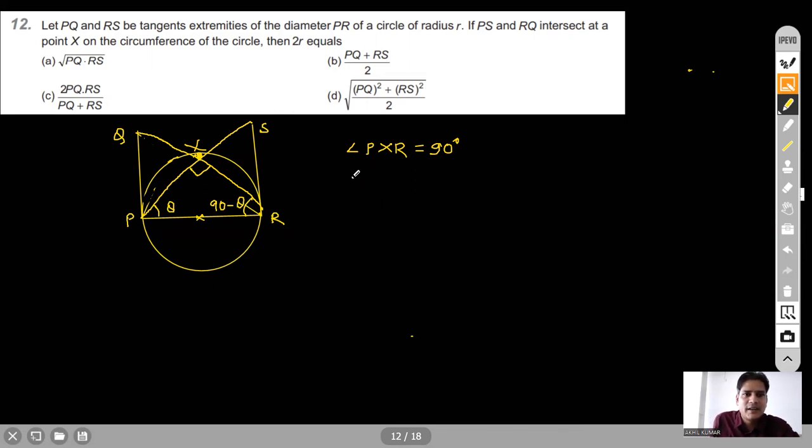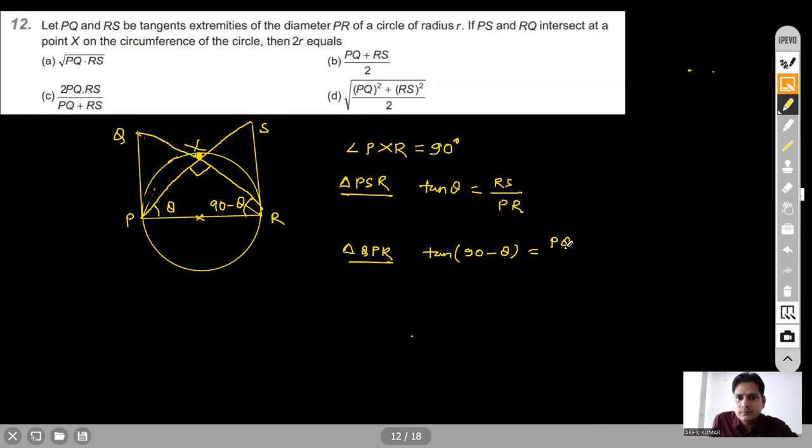Now I am applying this in triangle PSR. In triangle PSR, we can write tan theta is equal to RS upon PR. And in triangle QPR, tan of (90 minus theta) will be equal to PQ upon PR. And what is tan(90 minus theta)? It will be cot theta, no? So cot theta is equal to PQ upon PR. So this is equation one.